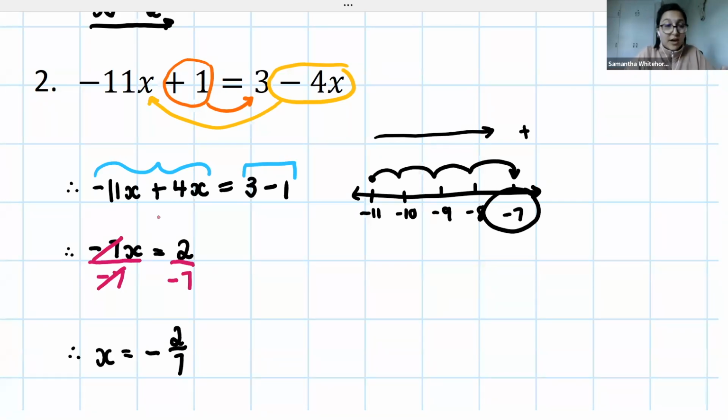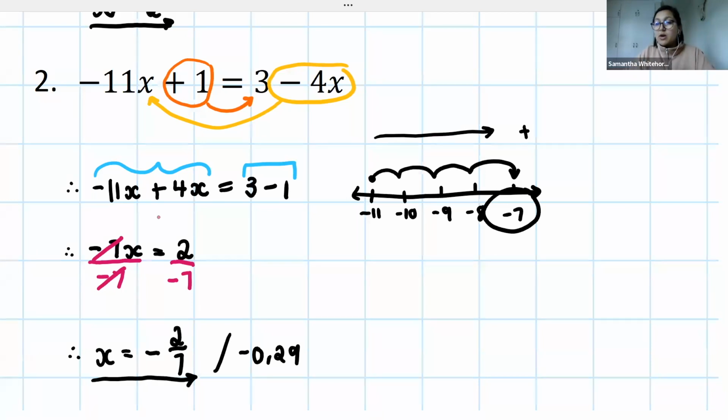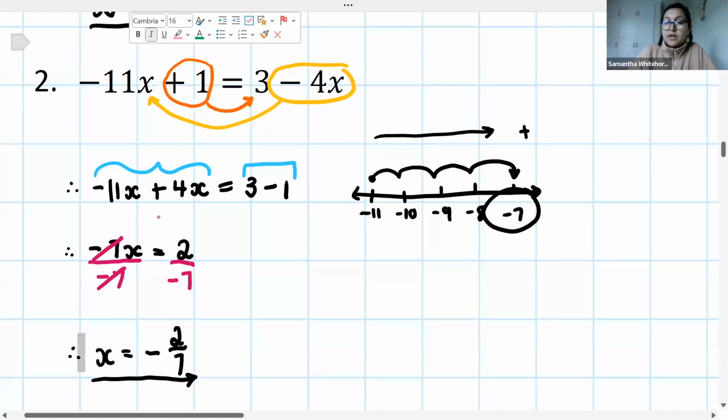I would just leave it as a fraction personally, but as a decimal, if we round it off to 2 decimal places, it is negative 0.29. But again, I would actually just leave it as a fraction. That's the most accurate form of your answer because you aren't rounding off. So leave it as a fraction rather. Don't introduce decimals unnecessarily. Leave your answer as a fraction. Just make sure it's simplified.